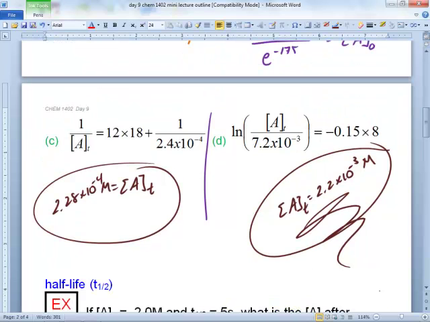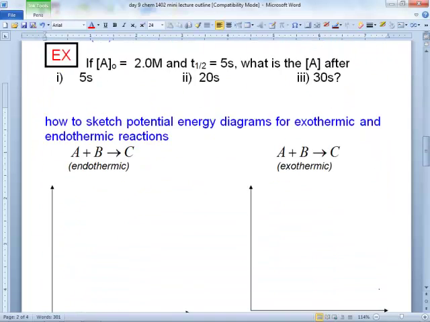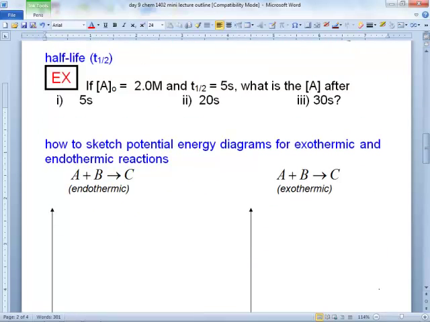How to do C? Okay. What I did first is I put in 2.4 times 10 to the negative 4 and pushed the 1 over x button. Or just take 1 divided by 2.4 times 10 to the negative 4. And then do plus 12 times 18, hit equals, and then just push the 1 over x button, because that would flip both sides. Okay, and we'll get into these a lot more and give you some more practice. But let's see if we can answer some of these questions here.